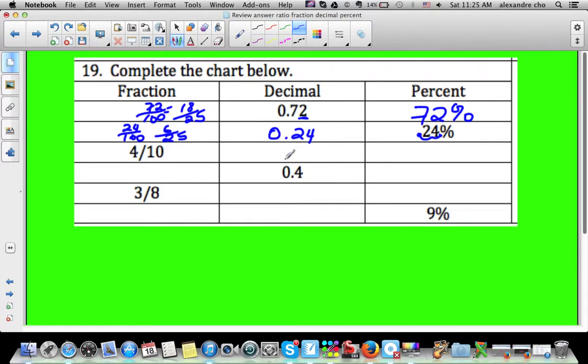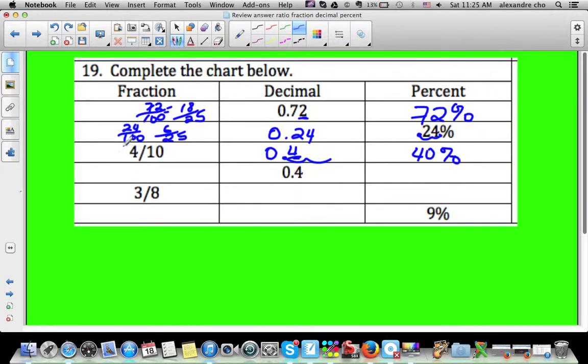Next one, 4 over 10. Well, 4 over 10 means that the 10th, that number goes up to here, and we put the numerator on top. Okay, that gives you 0.4. And we want to change that to a percent. We move the decimal 1, 2 spaces to the right. Remember, this empty space has to be filled in. So it's 4, and we add a 0, and we add the percent sign.